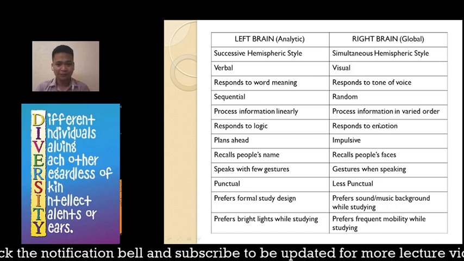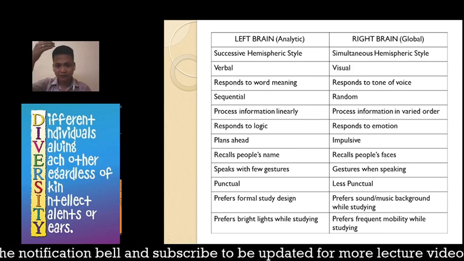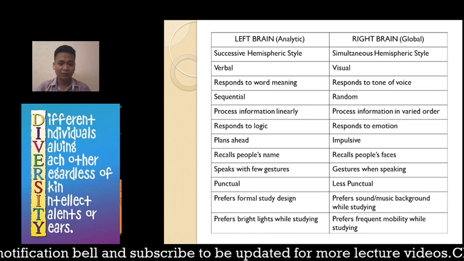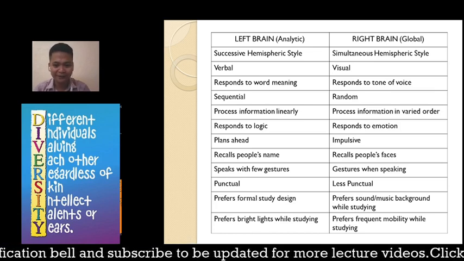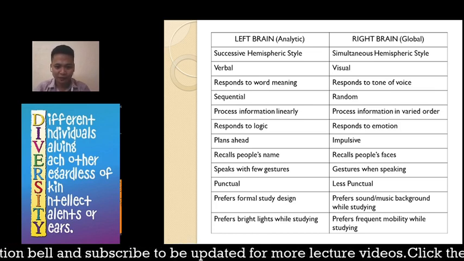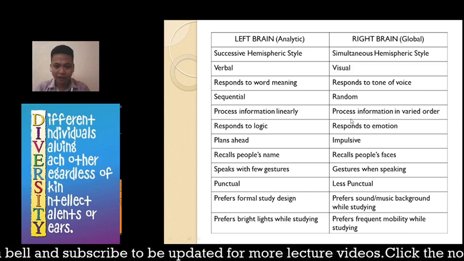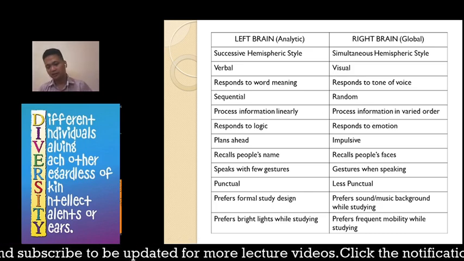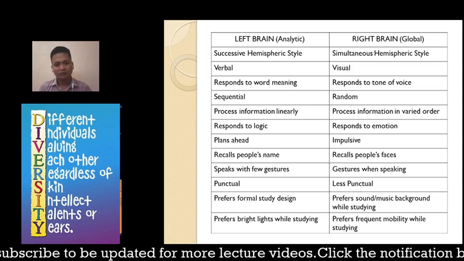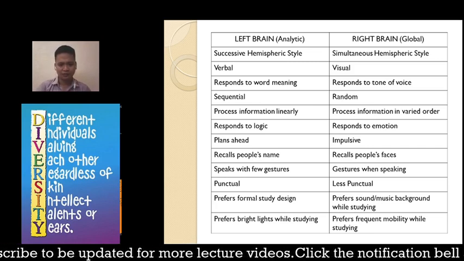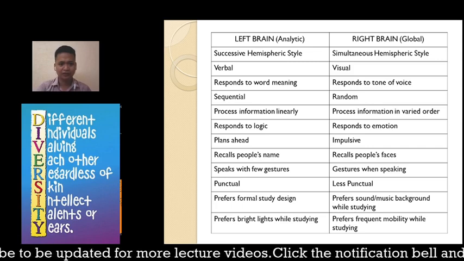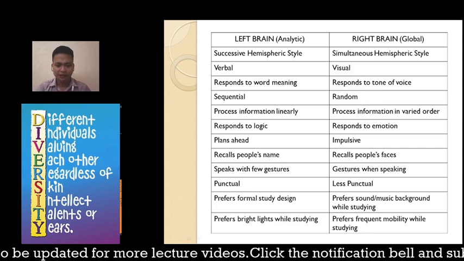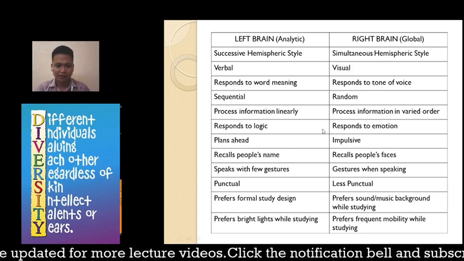So right brain hemisphere people are emotional people. Response to emotion. So if you're right brain, you're left-handed, and therefore you are somewhat more emotional than the left brain hemisphere.